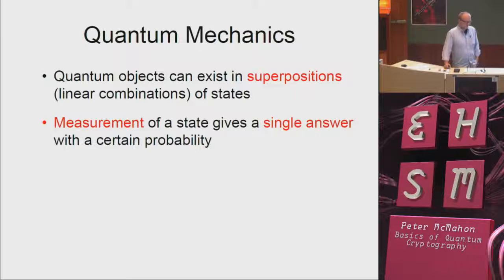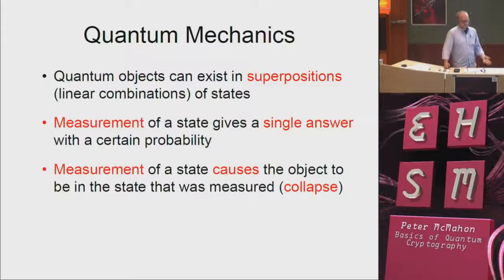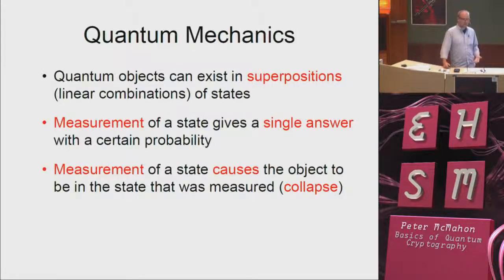And when you measure a quantum state or a quantum object, it will give you a single answer back. So if the quantum object exists in some superposition, you can measure it, and it will not give you both possible states. It will give you just one of them. And again, with examples, this will become clearer. Another crucial feature of quantum mechanics for quantum cryptography schemes is that measurement causes the state of the object to collapse to the state that you measure.